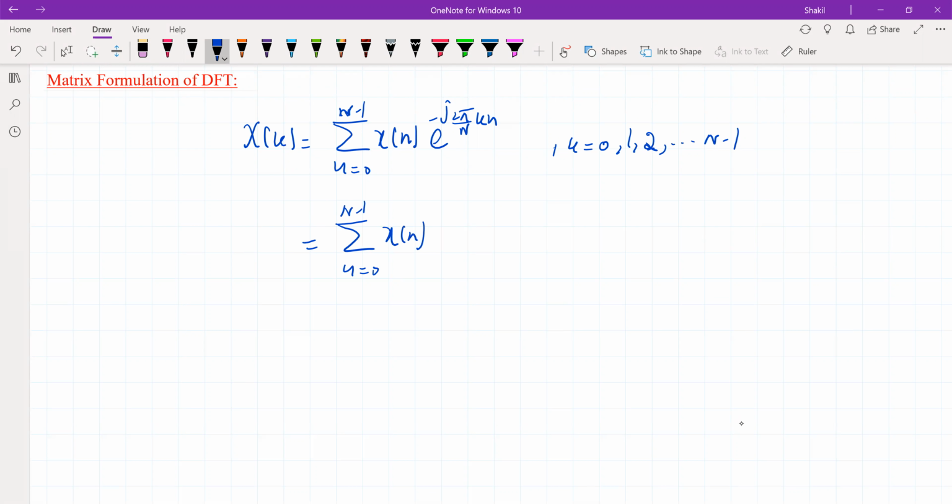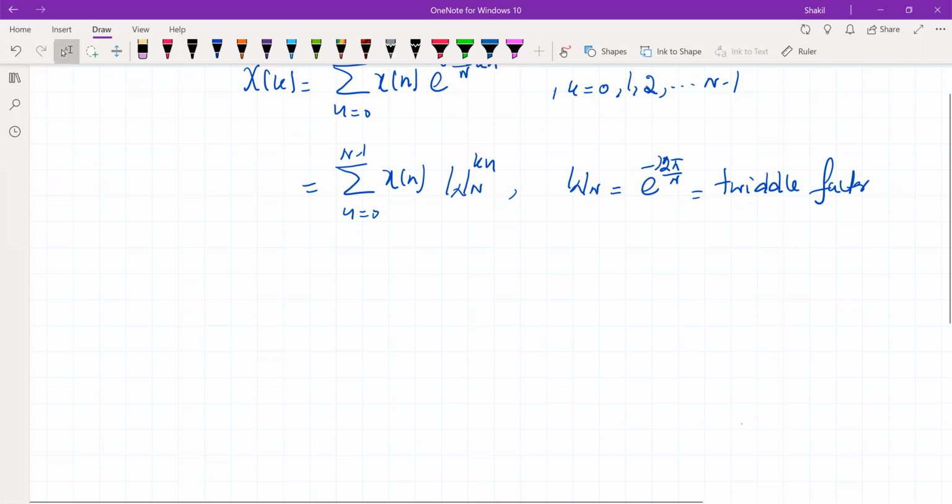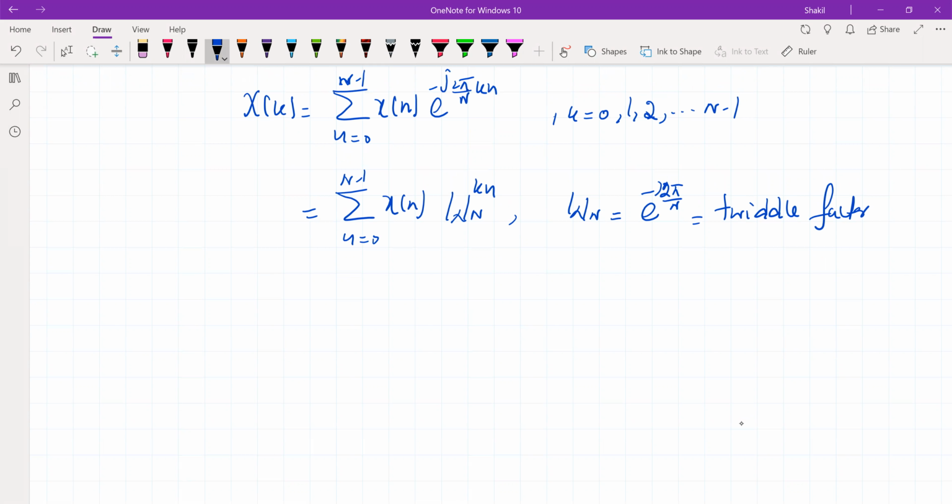First, we'll write it like this: W_N to the power kn. W_N, as I already told you, is called the twiddle factor. Let's suppose we want to compute the 4-point DFT of this expression. So first we'll write X of 0, and let me rearrange the terms.